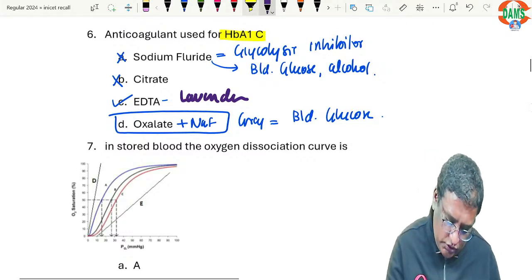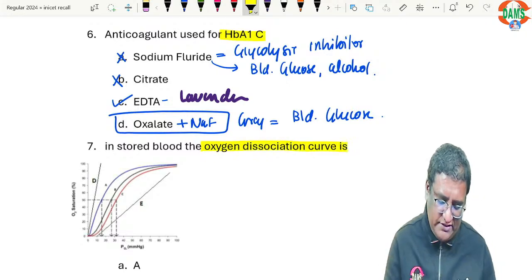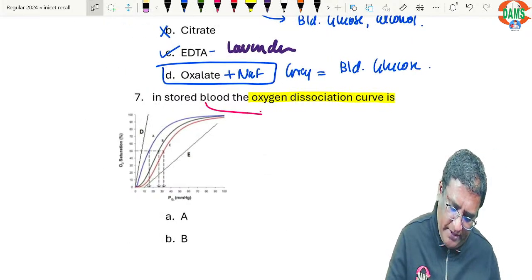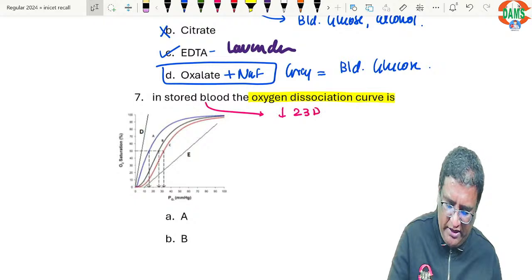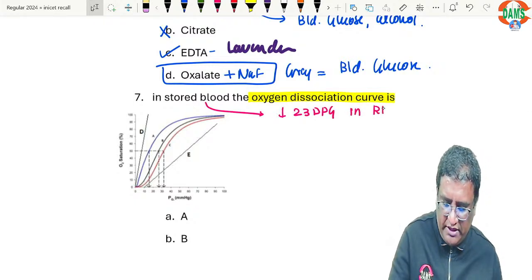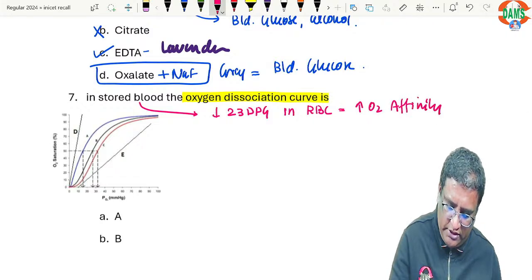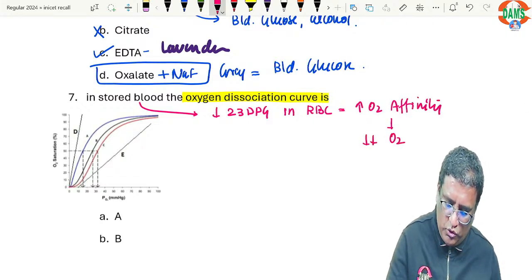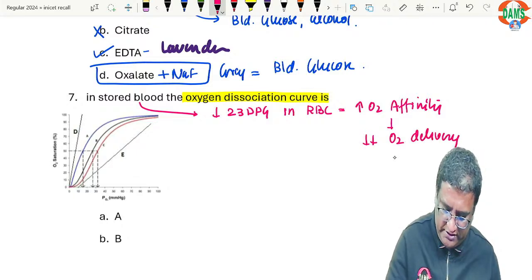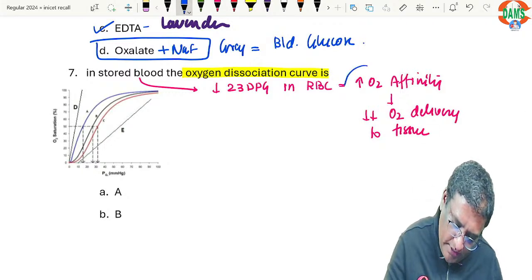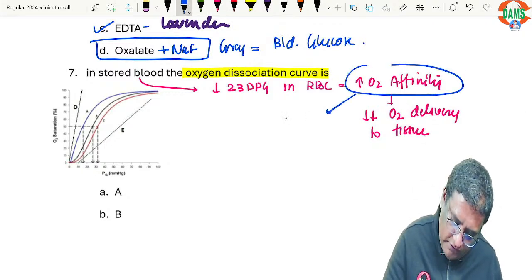Okay, so in the stored blood, oxygen dissociation curve is, this was the question asked. So what happens in a stored blood? There will be a decrease in 2,3-DPG in the RBC. This leads to increased oxygen affinity. Because of increased oxygen affinity, there will be decreased O2 delivery to the tissue. This is what we had discussed, isn't it? Increased oxygen affinity of the hemoglobin means this will lead to a shift to left.